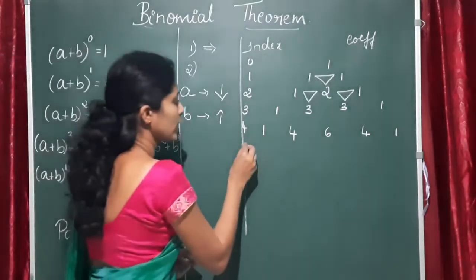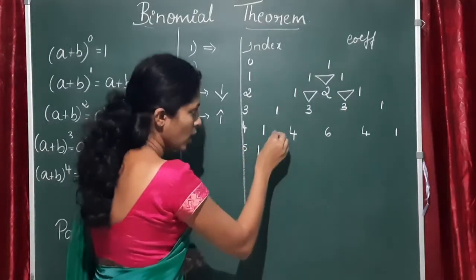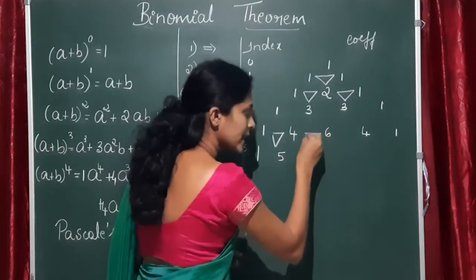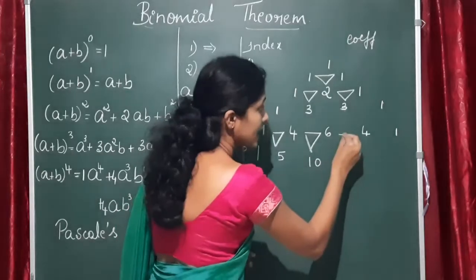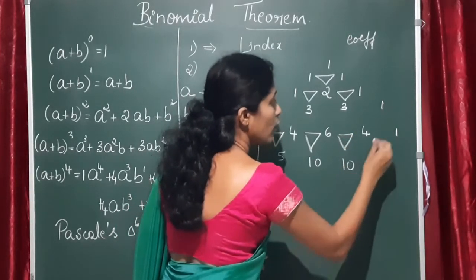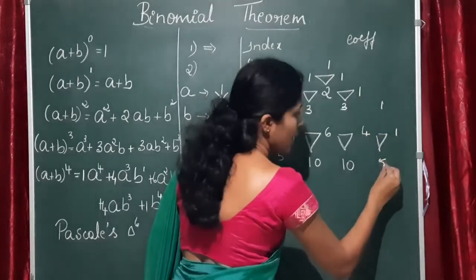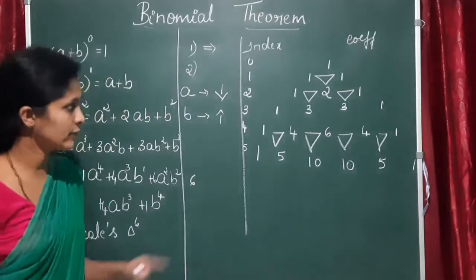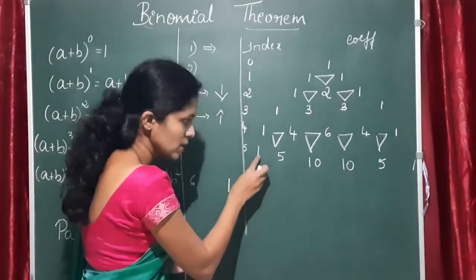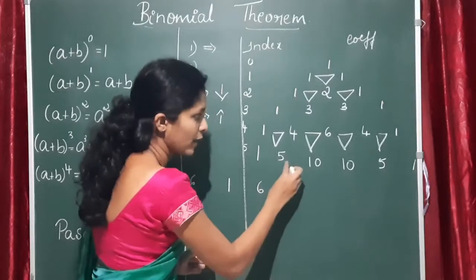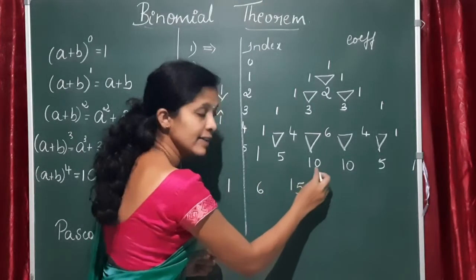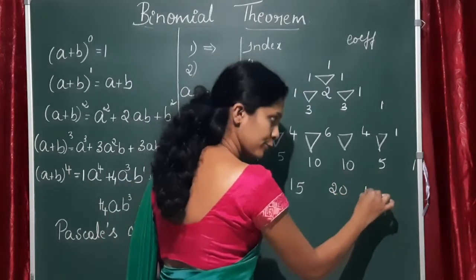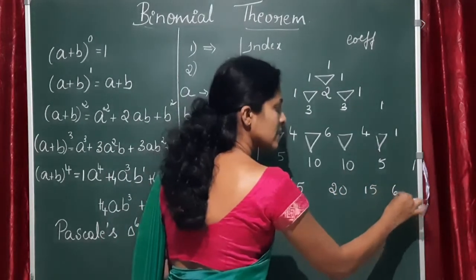Now if I want the fifth one, what will it be? 1. 1 plus 4 will be 5. 4 plus 6 will be 10. 6 plus 4 will be 10. 4 plus 1, 5 and 1. Yes? Now if I want to find the sixth one, what will it be? 1 will be as it is, 1 and 5, 6, 5 and 10, 15, right? 10 and 10, 10 plus 10, 20, 10 plus 5, 15, 5 plus 1, 6 and 1.